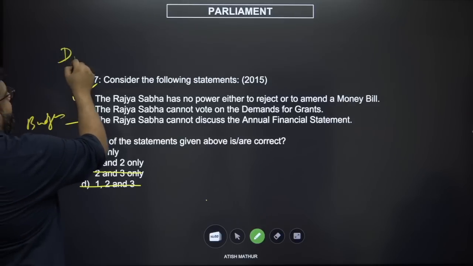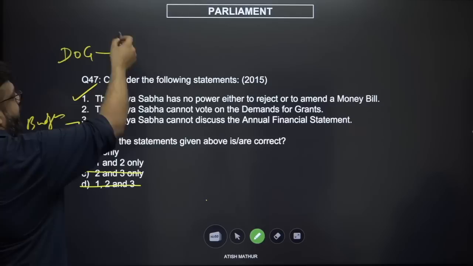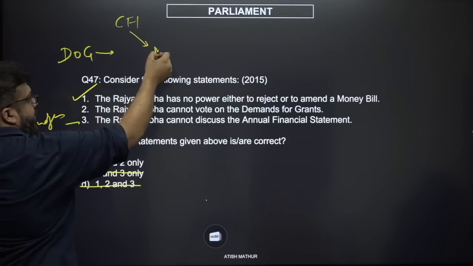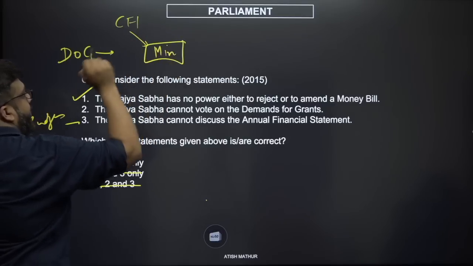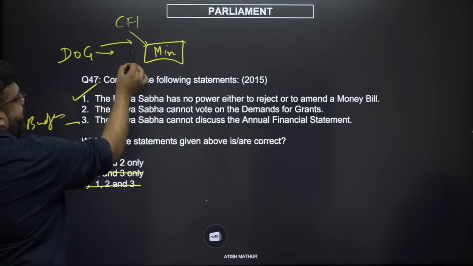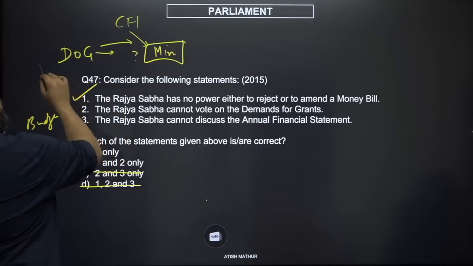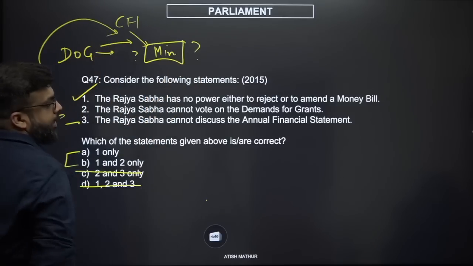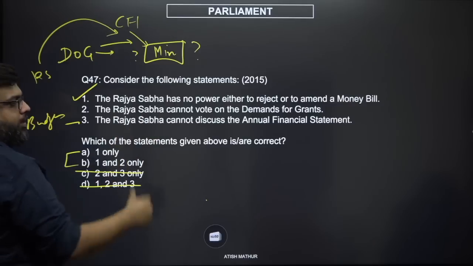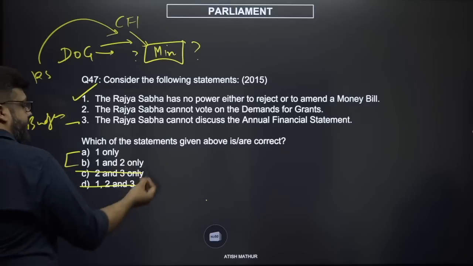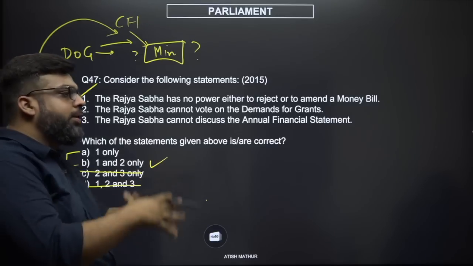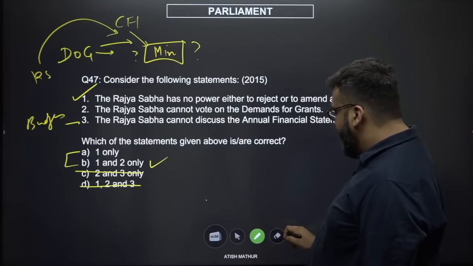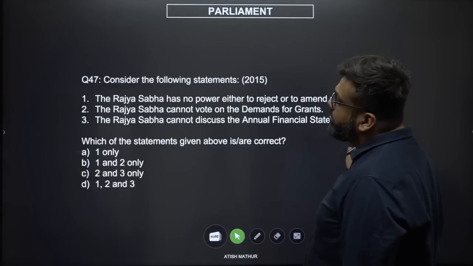Demand for grants is nothing but the amount of money that has to be paid from the Consolidated Fund of India to the ministries for their spending, right? Now, if the Rajya Sabha had a say in the voting here, that would mean a representation of the states would get to decide how much money the ministries are getting, right? And that would obviously question center-state relations. So yes, both 1 and 2 are correct. They vote for the budget as a whole, but not specifically for demand for grants. The answer should be B, 1 and 2.